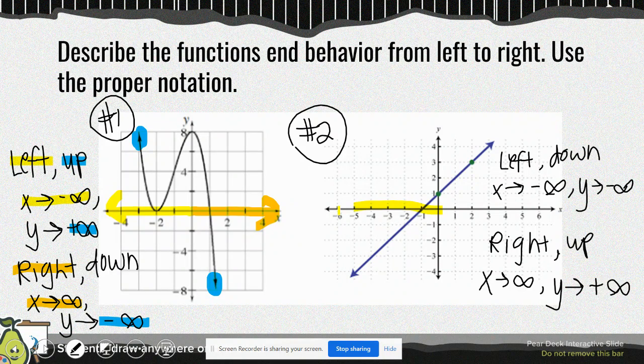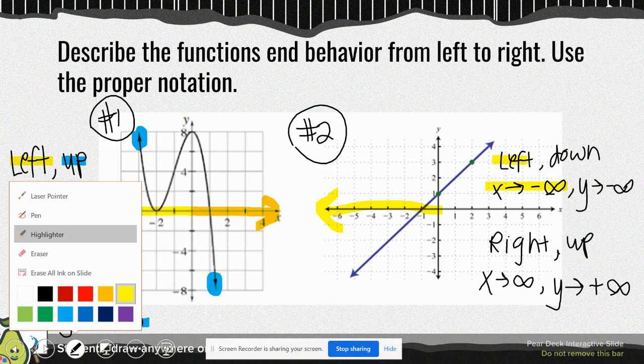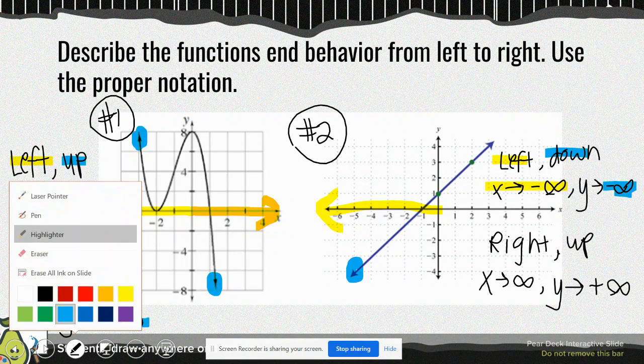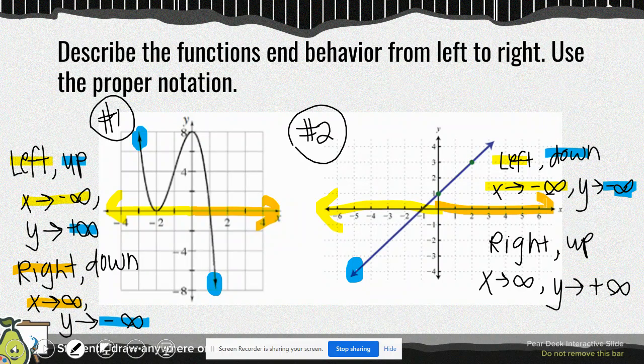Again, as we moved to the left, as x went to negative infinity, I wanted to know where my function's going. It's going down, so y is going to negative infinity. As we moved to the right, as x went to positive infinity, we still wanted to know how high or how low we are going. And we're going all the way up, towards positive infinity.